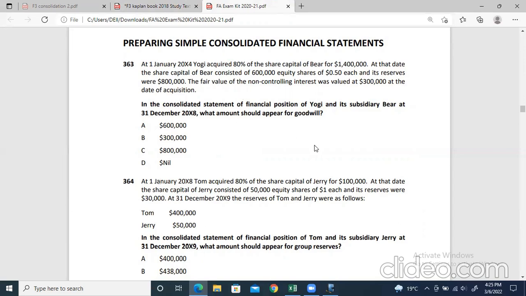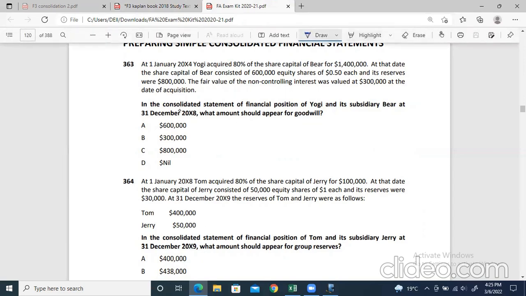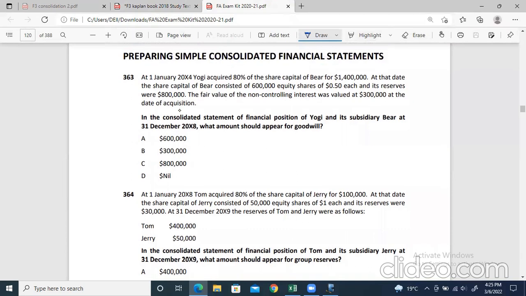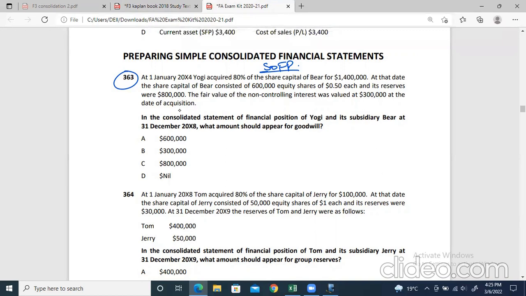Now let's see which one. Yeah, let's do this question. Let's do 2 or 3 questions, and after that we'll probably end. So this is the first question of Kaplan Grit, and this is for the statement of financial position because that is what we have studied till yet. Now let's read the requirement over here. You'll basically see that all of the things we have studied are applied over here.